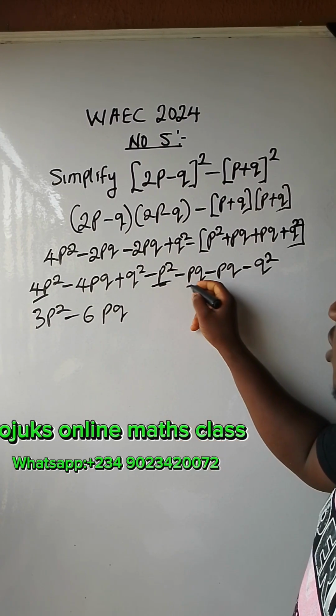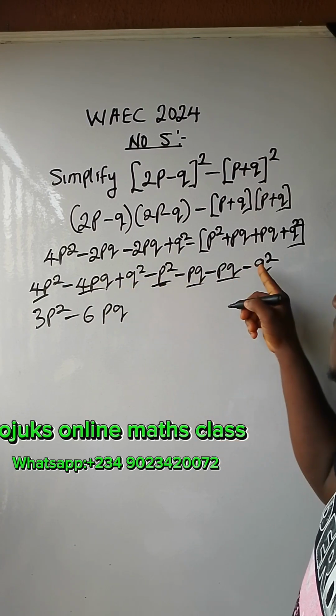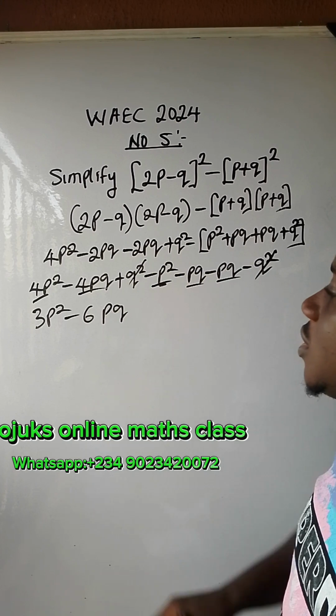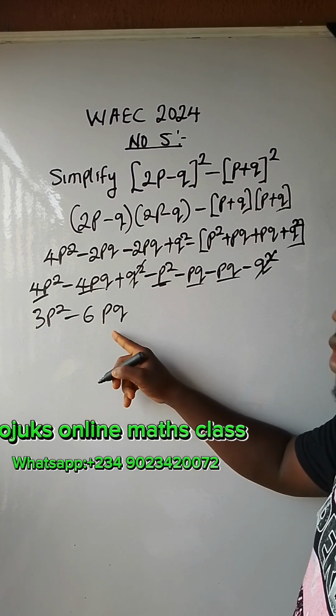Then we're done with this and this. We're left with this: plus q squared minus q squared is definitely 0, so they cancel out. So we have 3p squared minus 6pq.